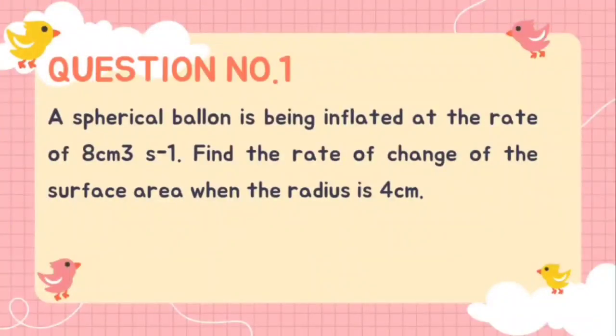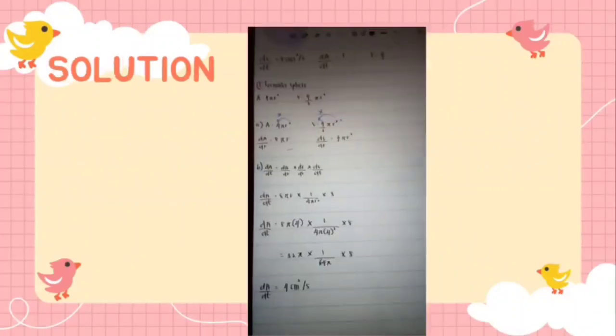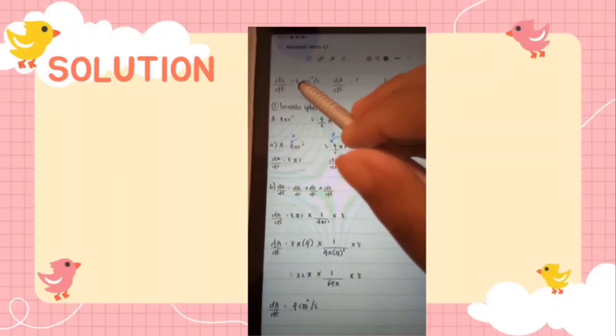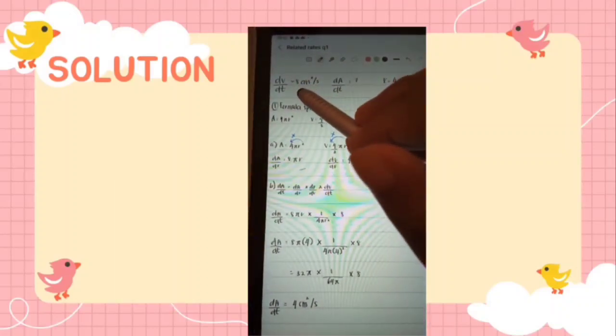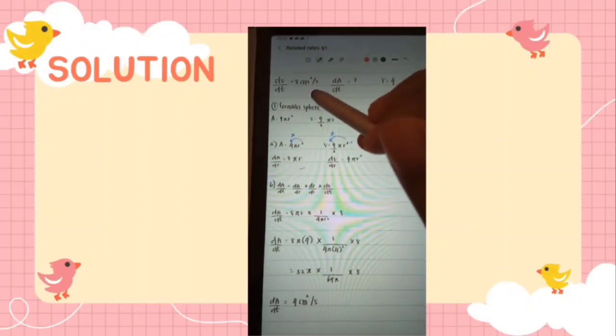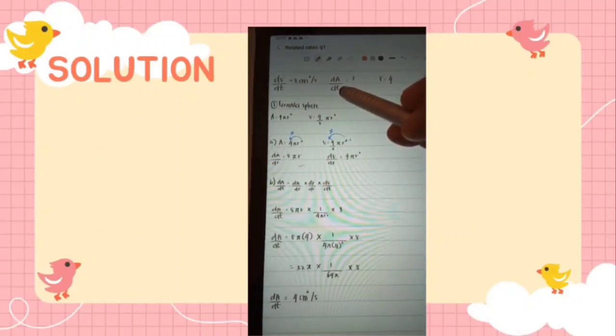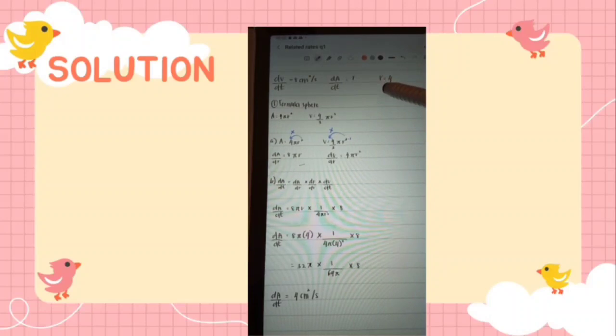Question 1. A spherical balloon is being inflated at the rate of 8 cm^3 s^-1. Find the rate of change of the surface area when the radius is 4 cm. They are already given dV over dt is equal to 8 cm cube over s, and we're gonna find dA over dt, and radius is 4.